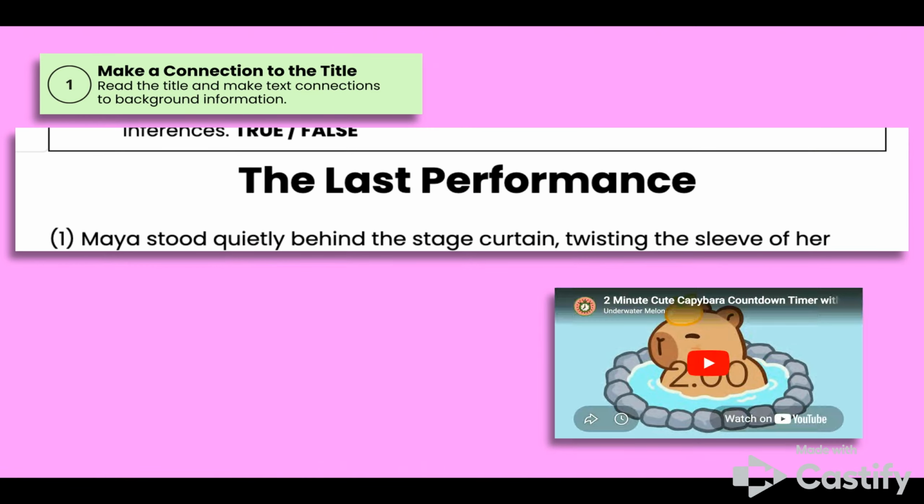So first step, make a connection. This text is the last performance. I'd be looking for them to write down on their paper a text to self connection, a text to text, a text to world, right? Those are the different types of connections I'm looking for. Maybe their text to self is they had a performance in their lifetime. Maybe they're tapping into the nervous feelings that they had or something.